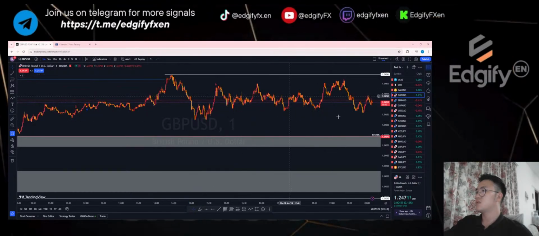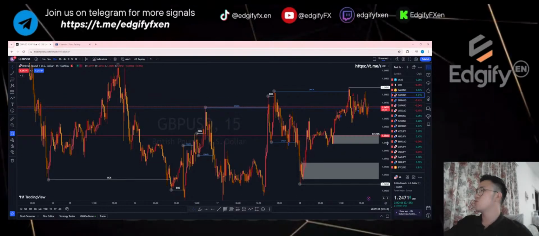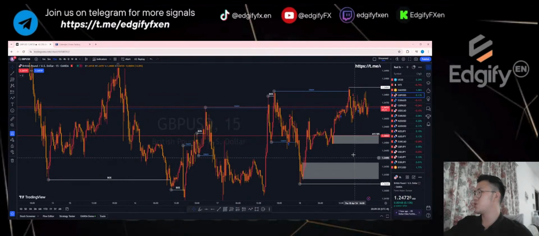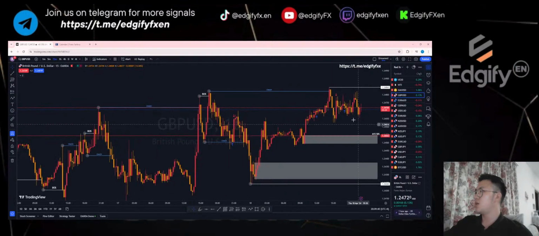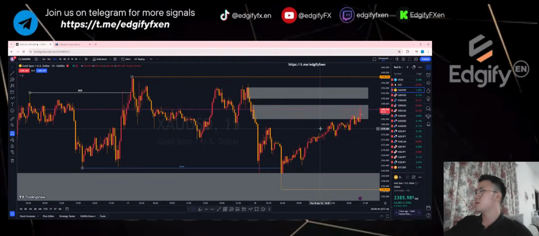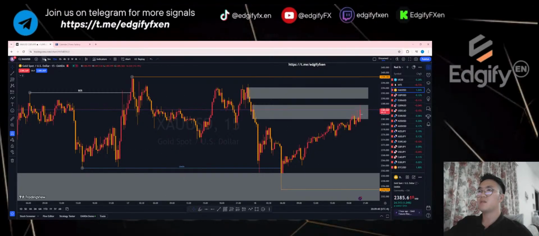Let me just remove this. On the 15-minute, I will be looking to buy at about this range here or this range here, either one of these two zones. So 15-minute GBP USD, I'm buying; gold 15-minute, I'm selling.